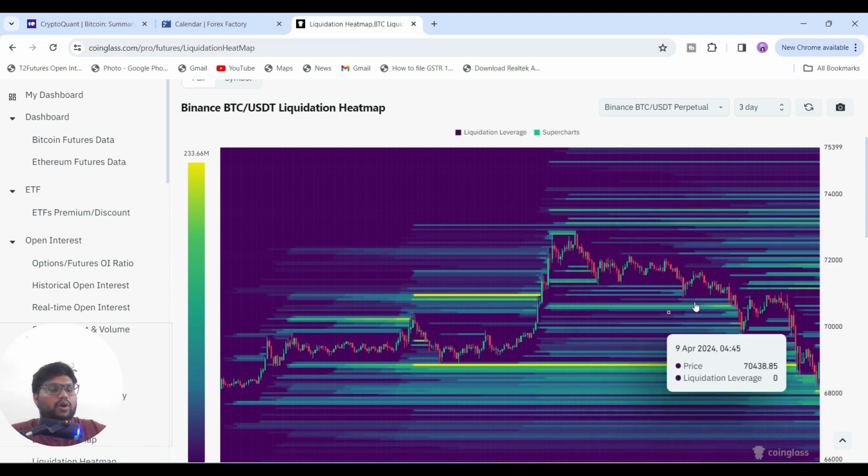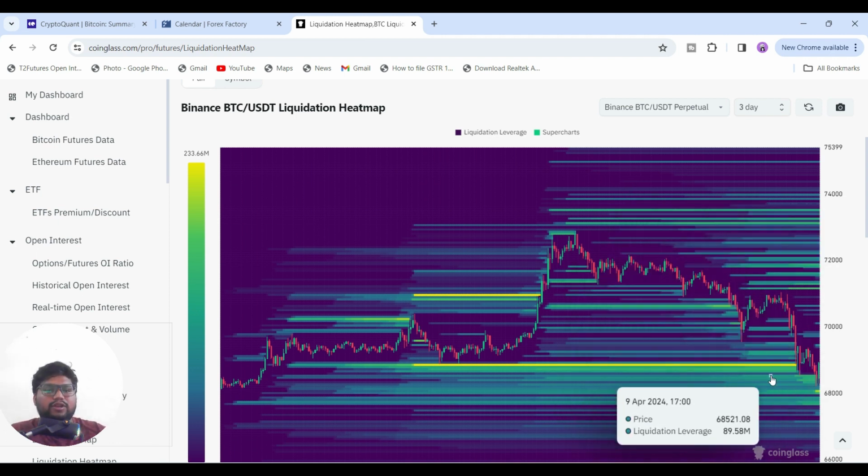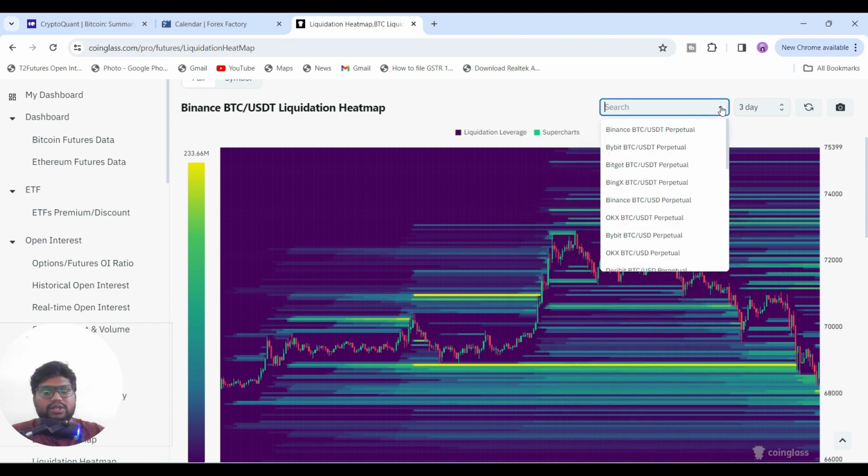The long liquidations can happen in two ways. Either those who are taking profits, so the liquidity automatically decreases, or else the whales do the shorts, and then you can see the longs decreased.